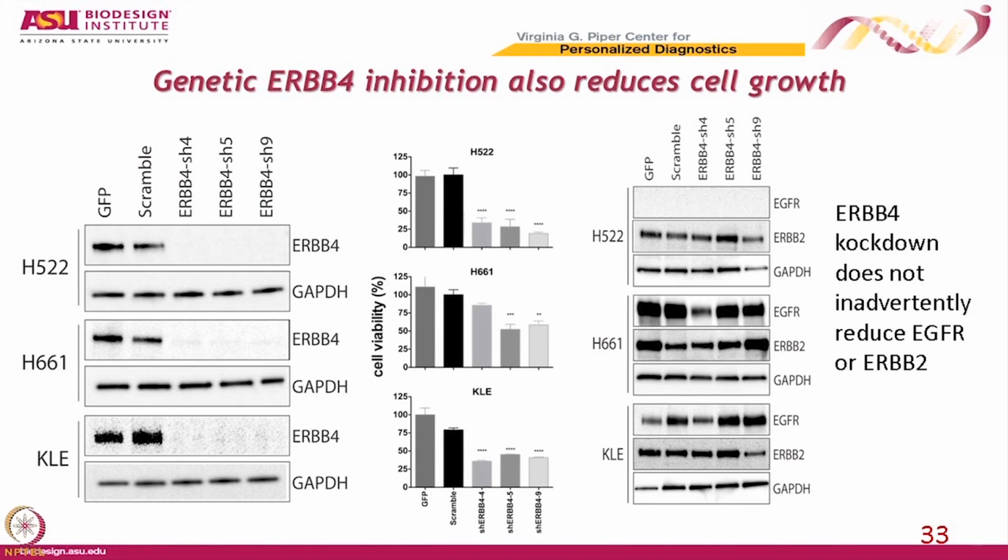And this is just to show you that when you knock down ERBB4, it doesn't affect EGFR or ERBB2. Another possible criticism is, okay, you're knocking down ERBB4, but maybe you're also affecting EGFR or ERBB2. We can show you that we actually couldn't detect EGFR in these cells, and if you knock down ERBB4, you don't see any change in ERBB2, no change in EGFR. So this was really due to ERBB4. Yeah, is there any other way to knock down those targets using drugs?